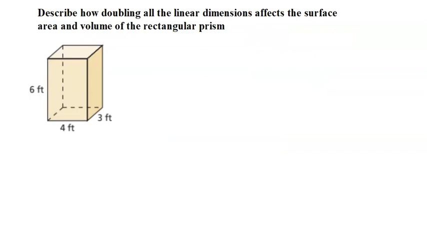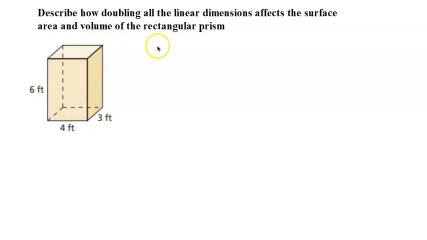Describe how doubling all of the linear dimensions affects the surface area and volume of this rectangular prism. So we are going to double all the linear dimensions. When it talks about linear dimensions, it's talking about length, width, height, those things. If this was a cylinder, radius, anything that you can measure like that with a ruler is a linear dimension. So we're going to double all of it: the length, the width, and the height.